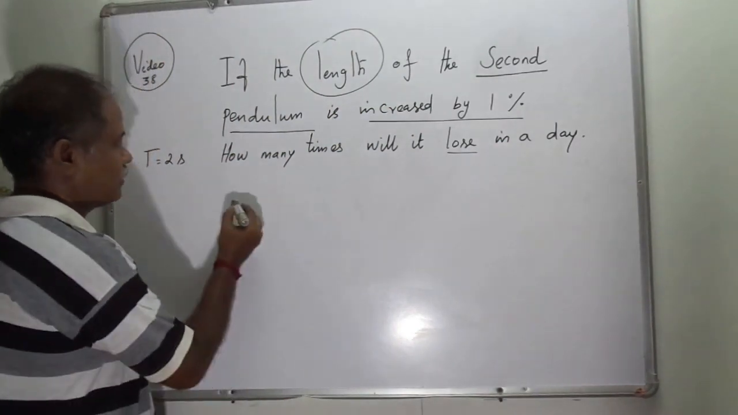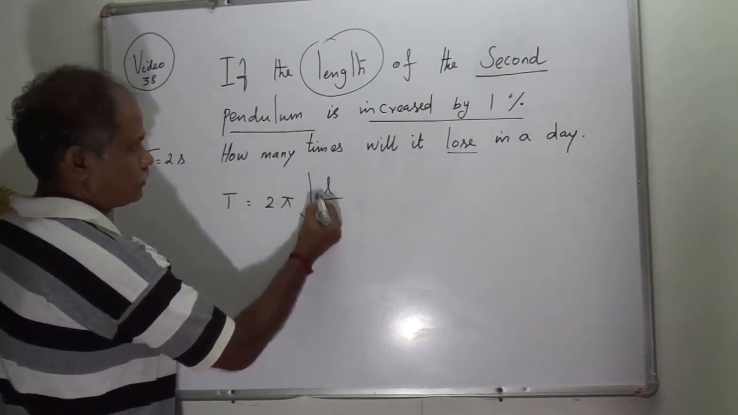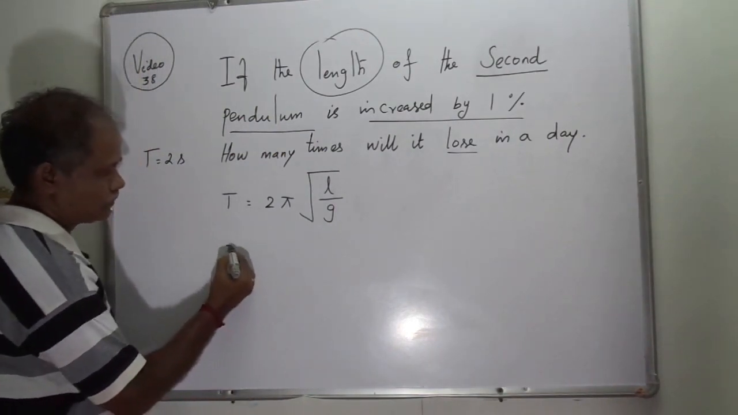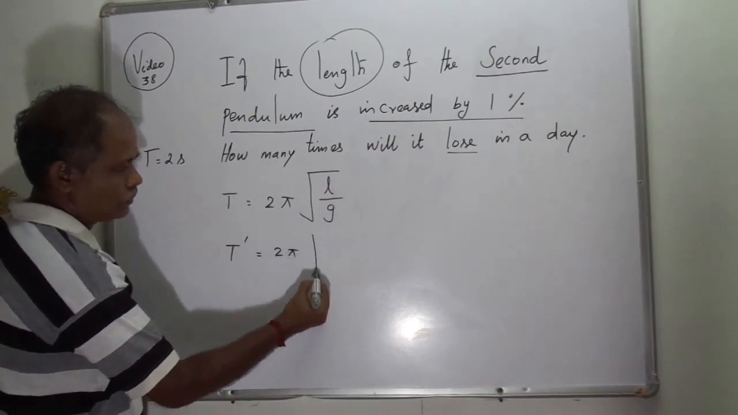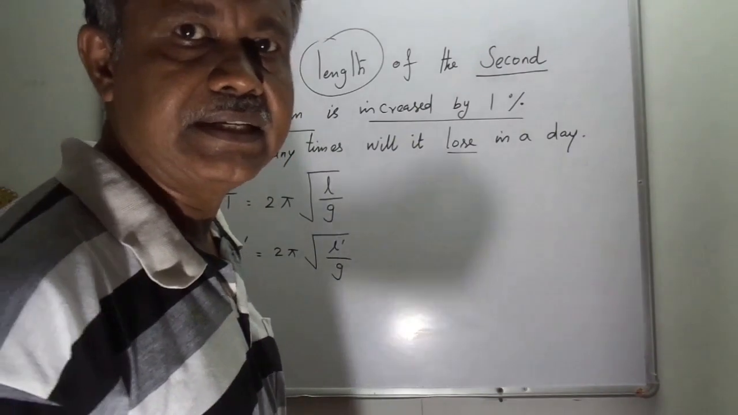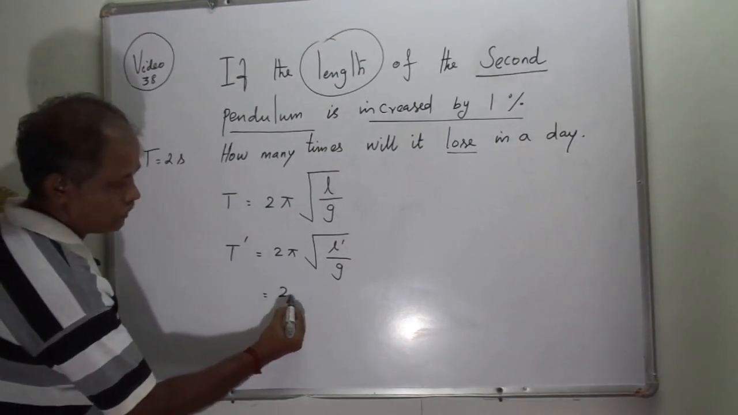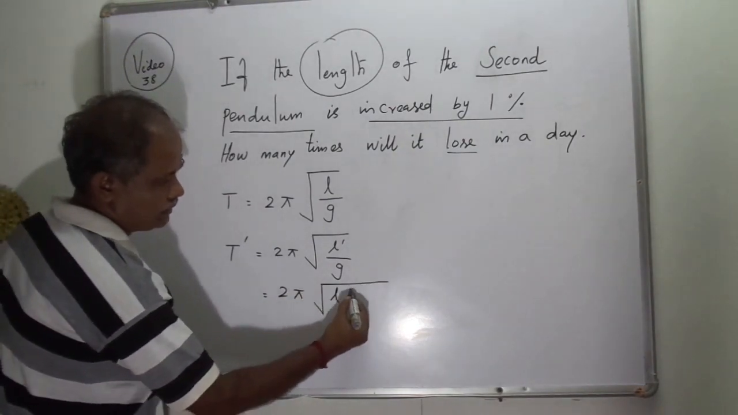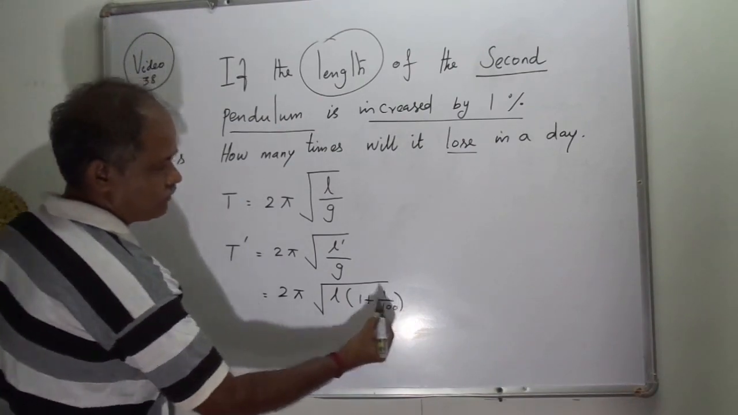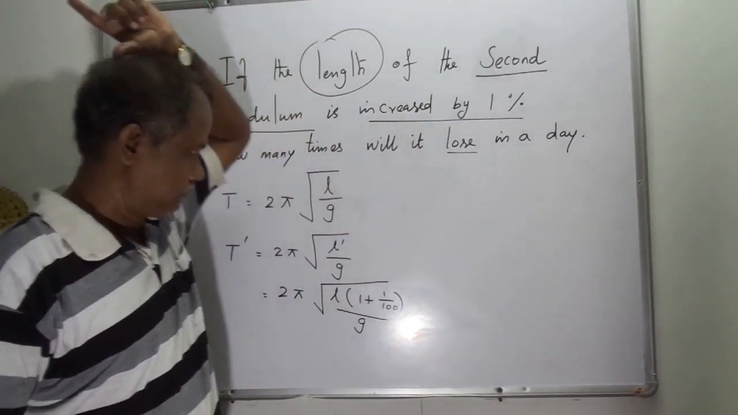The formula for time period is T equals 2π under square root of L by g, where L is the length of the simple pendulum and g is acceleration due to gravity. What they asked is T dash equals 2π under square root of L dash by g. What is L dash? L is increased by 1%, so it is 2π under square root of L into (1 plus 1 by 100) divided by g.